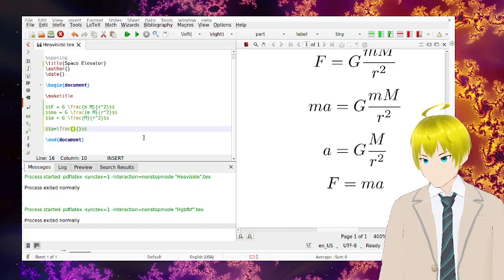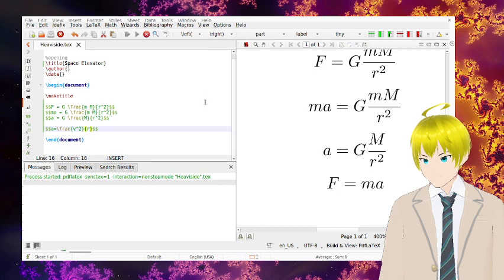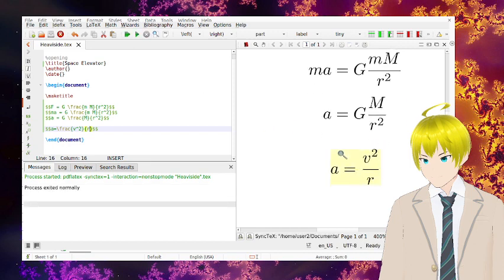v squared over r. This is the centripetal acceleration, right? So it's your acceleration inwards towards the center if you're going in a circle. I'm motioning with my hands right now. I wish you could see.